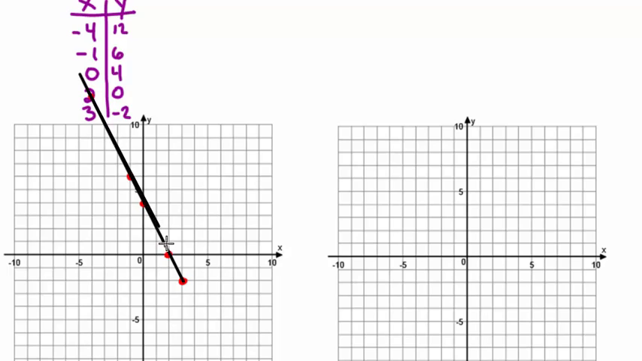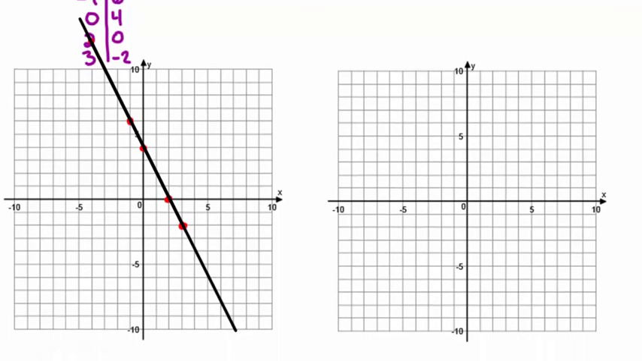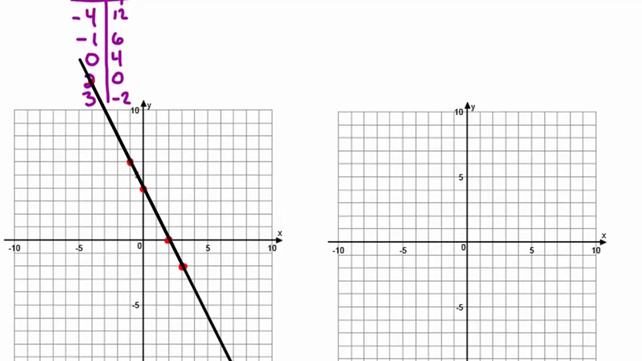Now let's make sure that our line extends in both directions until it reaches the edge of the graph. An incomplete line would not be considered a full graph. My line needs to go off the graph in both directions to be considered a complete graph.